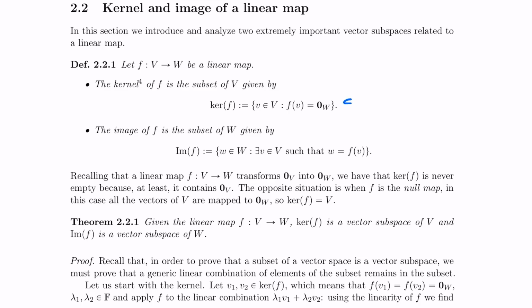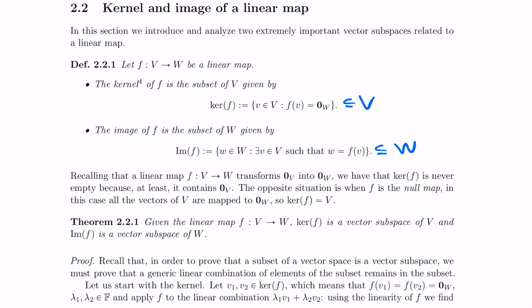Notice the difference. The kernel of F is a subset of V, and the image of F is a subset of W. Before showing that these two subsets are actually vector subspaces, it is better to say something regarding the kernel. Precisely, the kernel of a linear map is never empty.